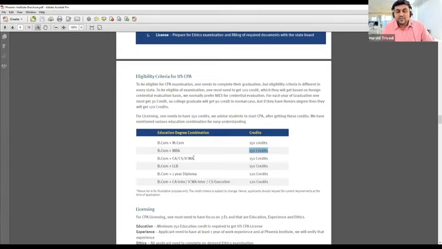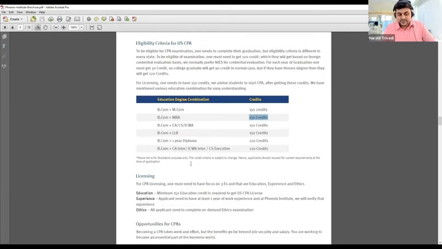BCom plus 1 year diploma, that will be 120 credits. If you have done BCom honors plus 1 year of diploma, then it will be 150 credits. Then BCom plus CA inter, ICWA inter, or CS executive, then you will get 120 credits. So you are eligible for examination purposes.